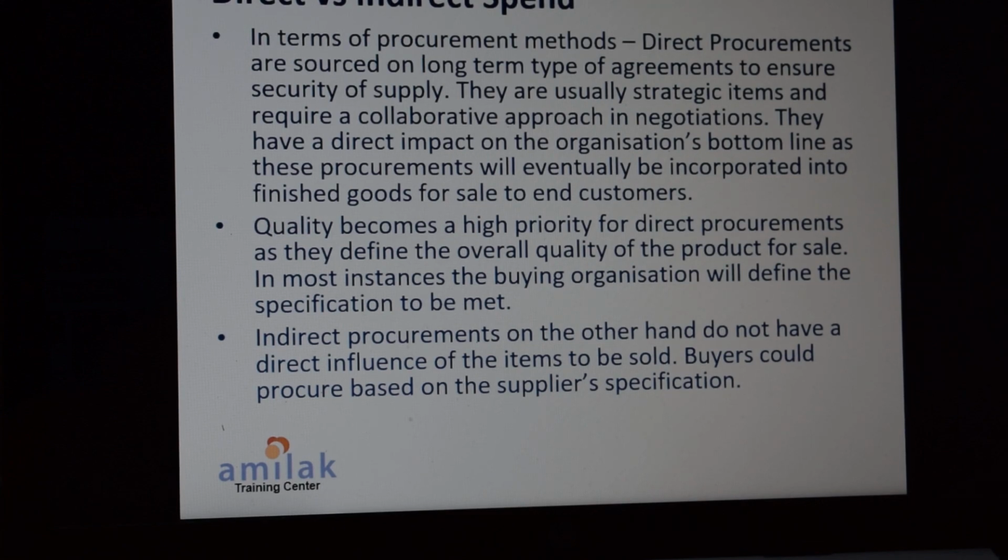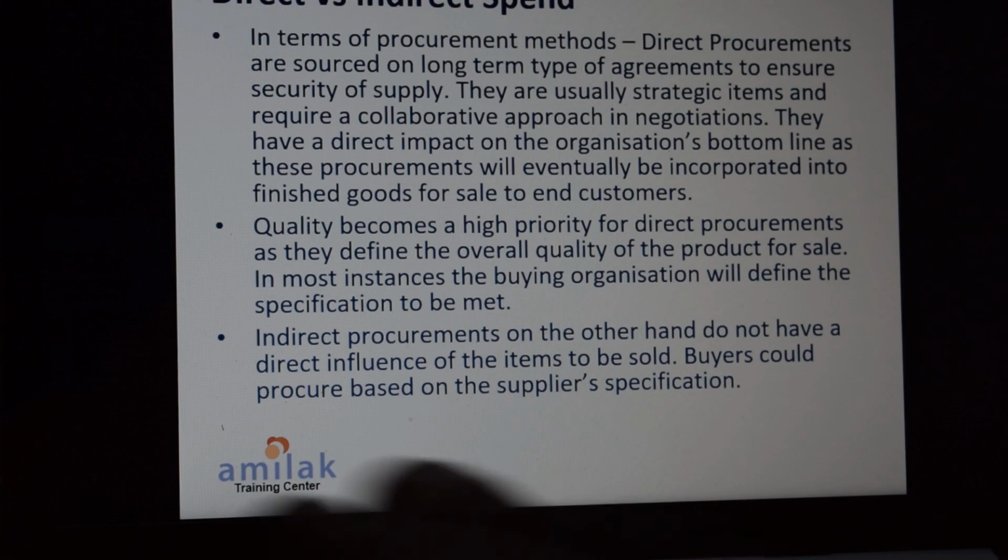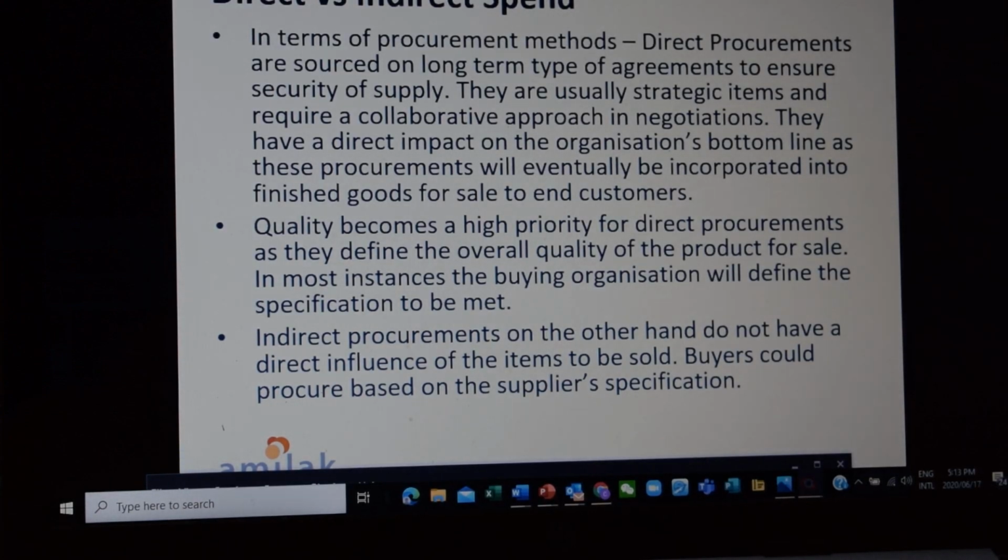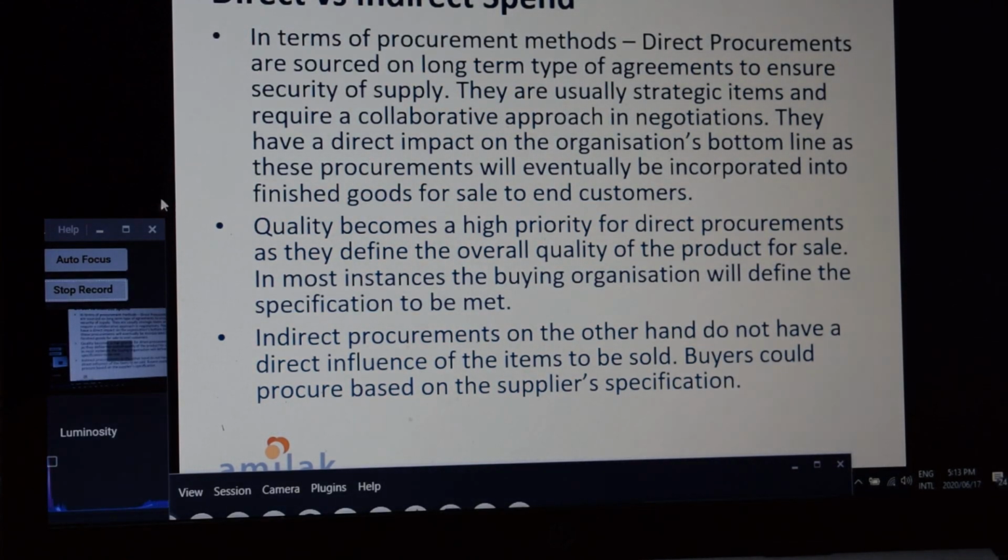On the other hand, indirect procurement does not influence the items to be sold, right? So buyers will normally buy based on supplier specifications. You don't issue out a spec for the paper that you want. You go to what is cheapest and is fit for purpose, and you buy the paper that you need. And that brings us to the end.